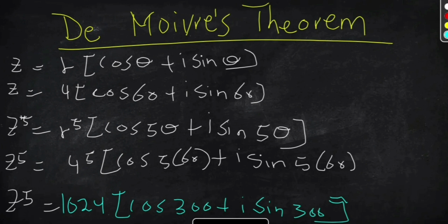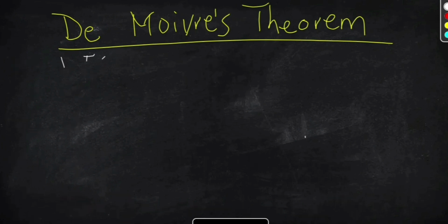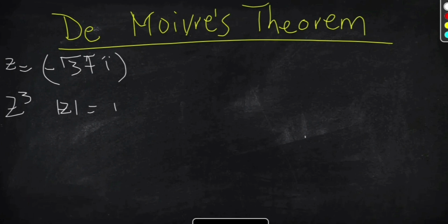This is how to use De Moivre's theorem to find a complex number to any given exponent. Let's take another example. With our second example, we have z to be equal to negative root of 3 plus i. We will find z exponent 3. You can go on and try this. We first need our radius, which is root of root 3 squared plus 1 squared. That gives root of 4, which is 2.